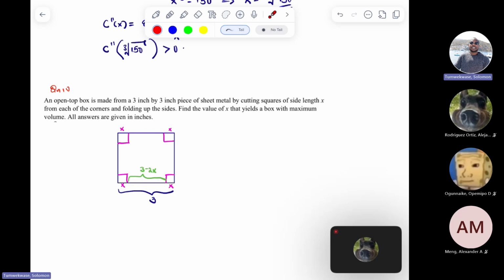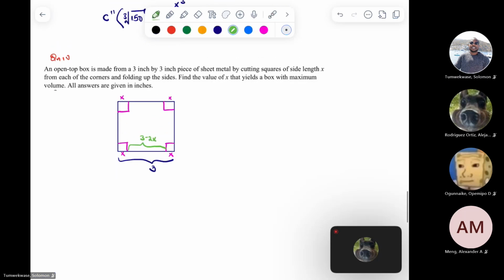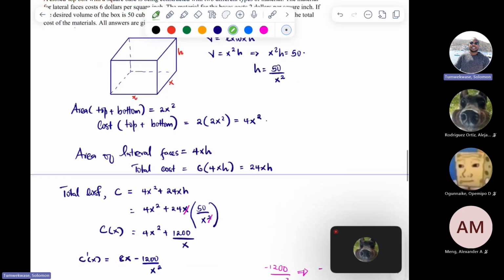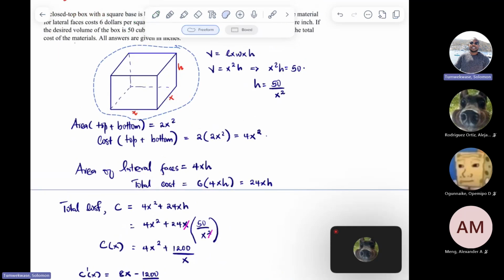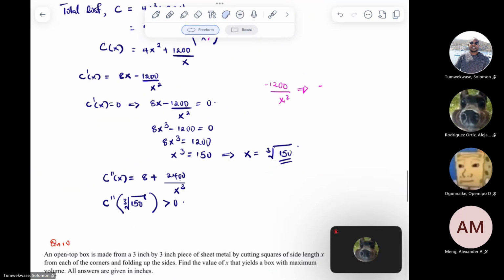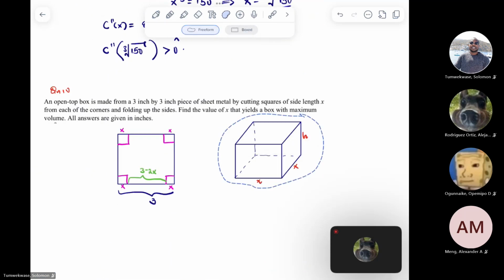Okay, so they are cut from each of the corners and the sides are folded up. We want to find the value of x that yields a box with maximum volume. Now remember, once again, if I draw my box, say this is my box.